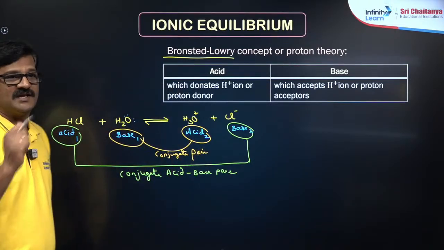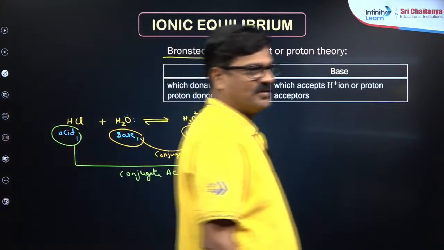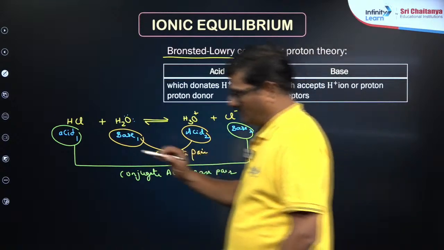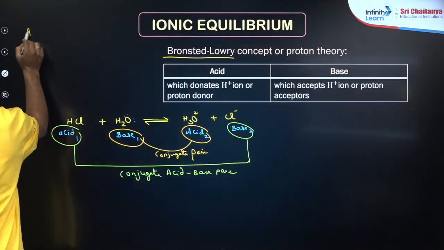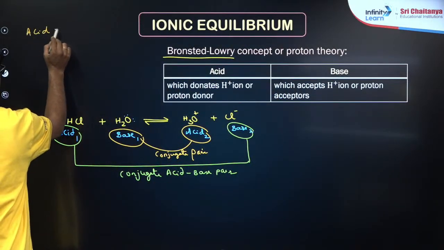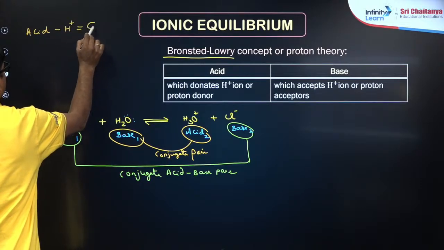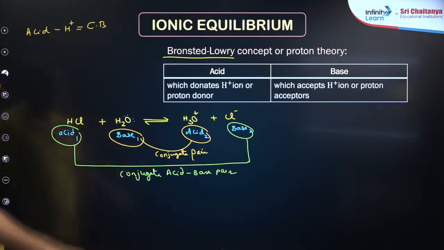Then how do you say this? Proton acceptor and proton donor? So if you consider an acid, remove one proton from it, so that you will get the conjugate base. CB stands for conjugate base.